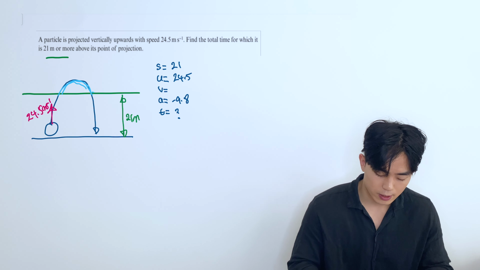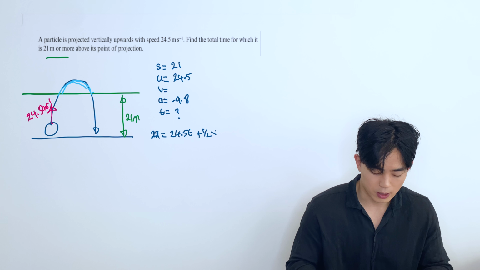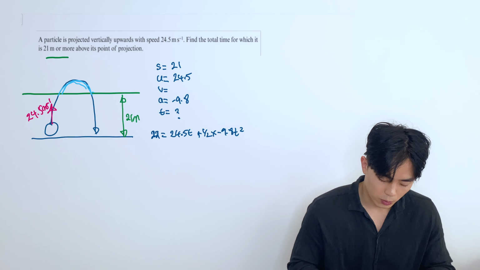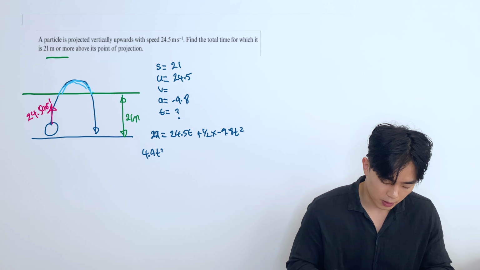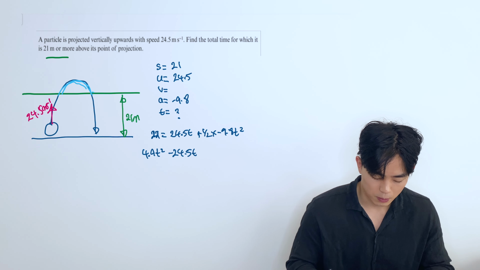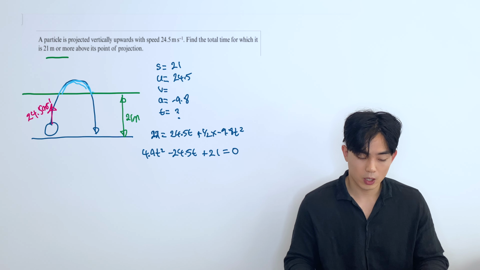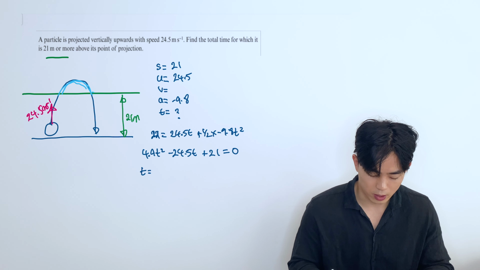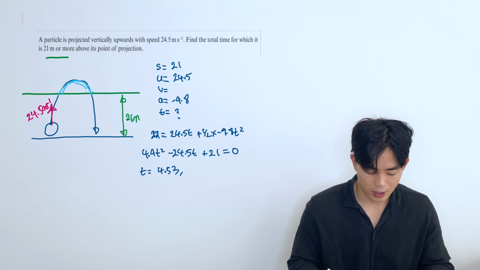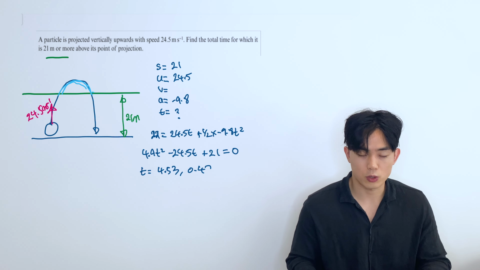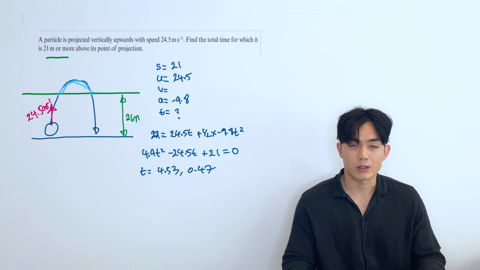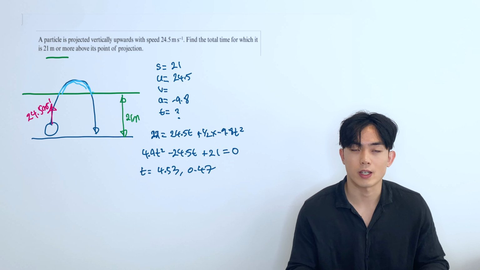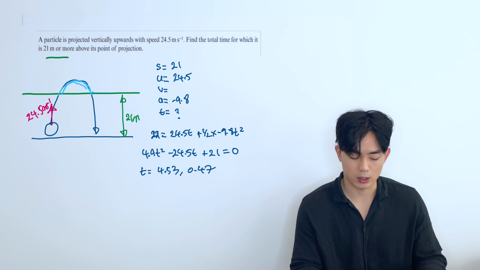Once again, I can use s is ut plus half at squared. So 21 is equal to 24.5t plus half times minus 9.8 t squared. We get 4.9t squared minus 24.5t plus 21 is equal to 0, which you can now work out or use the quadratic equation. For t, you should get a value of 4.53 and a value of 0.47. So you get two values of t. This makes sense, right? Because it tells us there are two times at which it is at a displacement of 21 meters above the initial position.